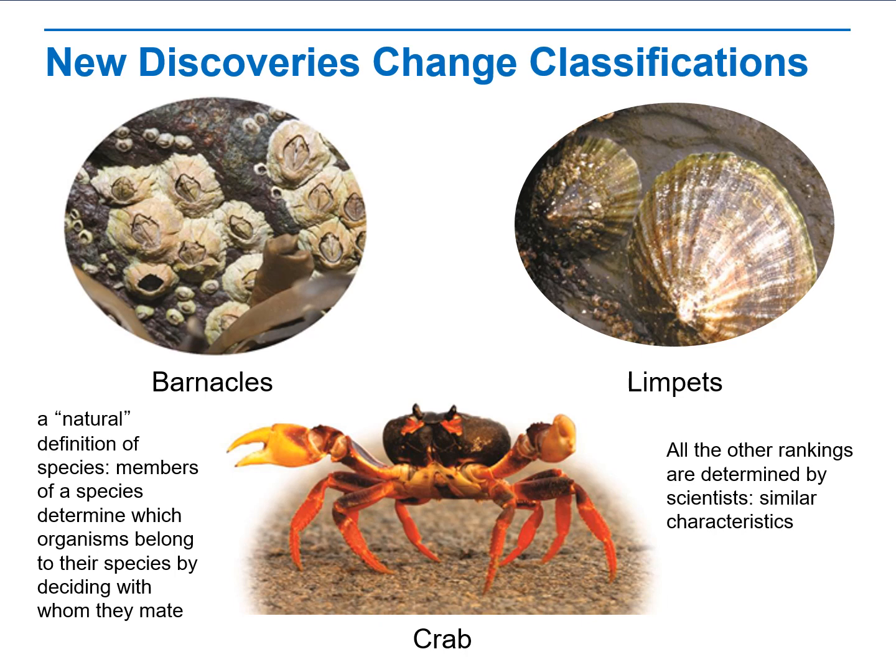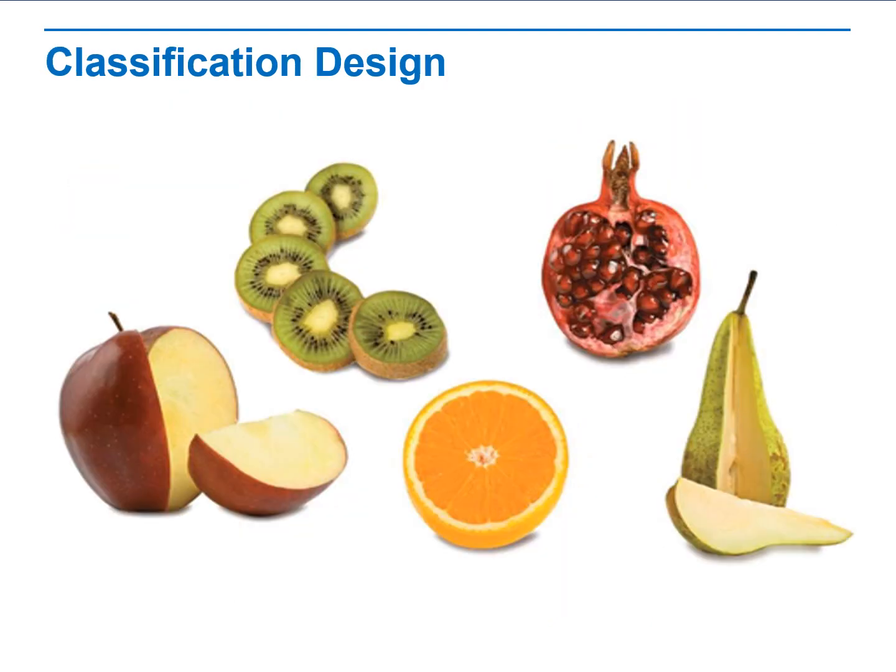As we discover new organisms, these will always challenge the classification. So the natural definition of a species is a member of a group that can mate together. And all of the other rankings are determined by scientists based on the similar characteristics of organisms. So this is a group of fruits, and you can classify them based on their similarities and their differences.